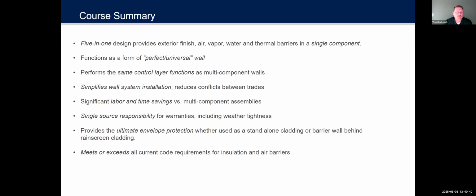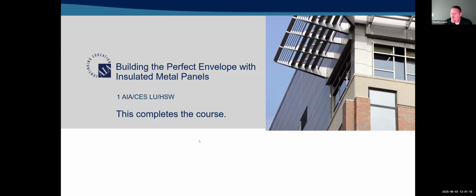And that can, of course, provide significant labor and time savings versus those multi-component assemblies, like I pointed out a couple of times. Single source responsibility, so it makes it a lot easier for that design, and it can provide weather tightness because of that. And it provides an ultimate envelope protection, whether used as a standalone cladding or a barrier wall system. And one of the best parts is, of course, it meets or exceeds all current code requirements for insulation and air barriers. You can have a really good performing system, better than a lot of other systems that you have out there. But that's why an insulated panel is worth consideration. And this concludes my presentation.